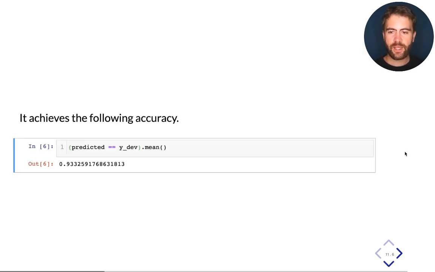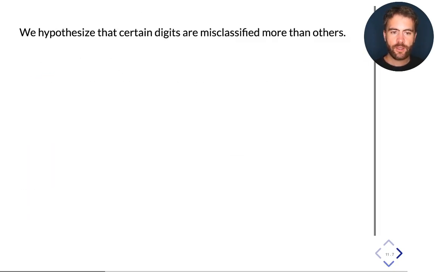Examining the accuracy, I see that it has about 93% accuracy on the development set, which is respectable, but it is not perfect. So why do we not have perfect accuracy, and what can we do to improve it? I'm first going to hypothesize that certain digits are misclassified more often than others. This is a way of using my prior knowledge to define something like an error category for the errors that we're going to see.